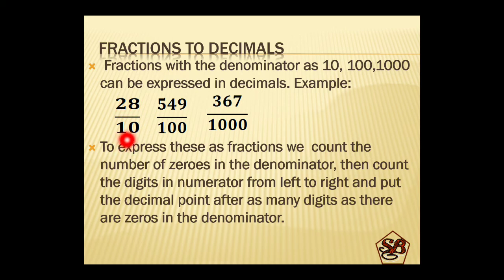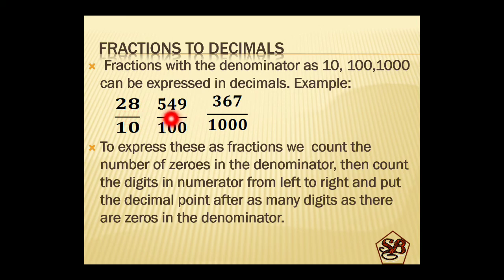For example, here we have the fraction 28 by 10. Now here 10 has 1 zero. So in 28, counting from ones place, we will count one digit and put a decimal point. So the answer which we will get is 2.8.